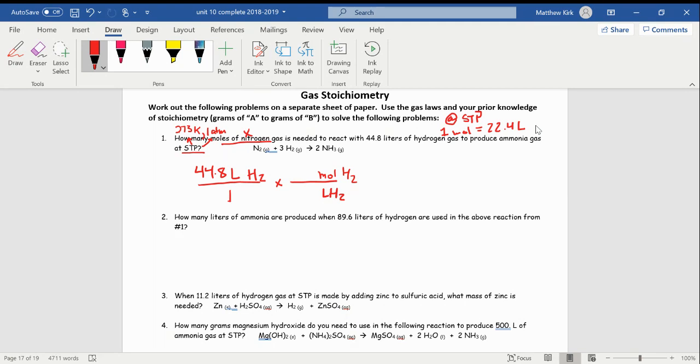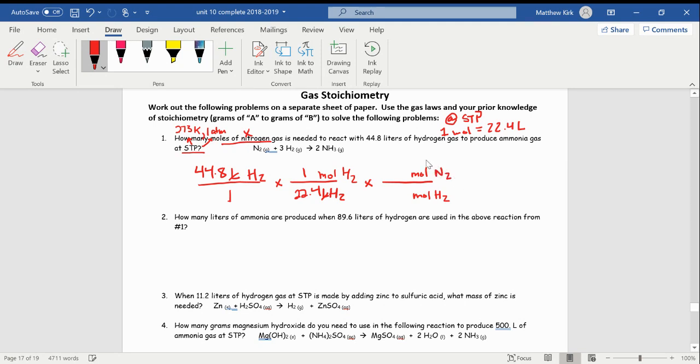Just like we use molar mass for moles and grams, or Avogadro's number for moles and particles, if and only if we are at STP, we can use the conversion 1 mole equals 22.4 liters to convert between those two units. So that's 1 mole over 22.4 liters. Liters cancels out, and now that we have moles of hydrogen on top, we can go to our mole ratio step, where we put moles of H2 on the bottom and moles of what we want to convert to, in this case nitrogen, on top.